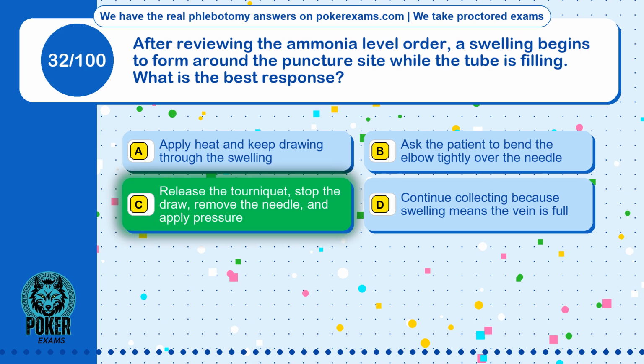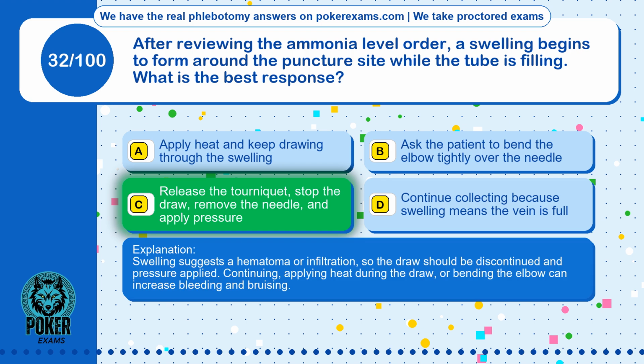The correct answer is option C. Release the tourniquet, stop the draw, remove the needle, and apply pressure. Swelling suggests a hematoma or infiltration, so the draw should be discontinued and pressure applied. Continuing, applying heat during the draw, or bending the elbow can increase bleeding and bruising.